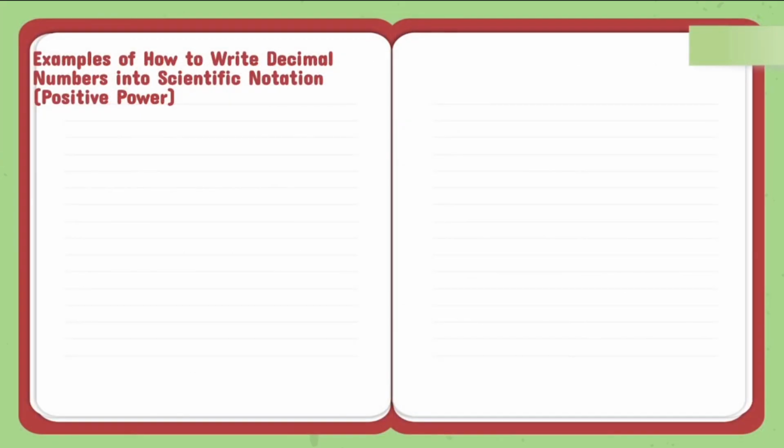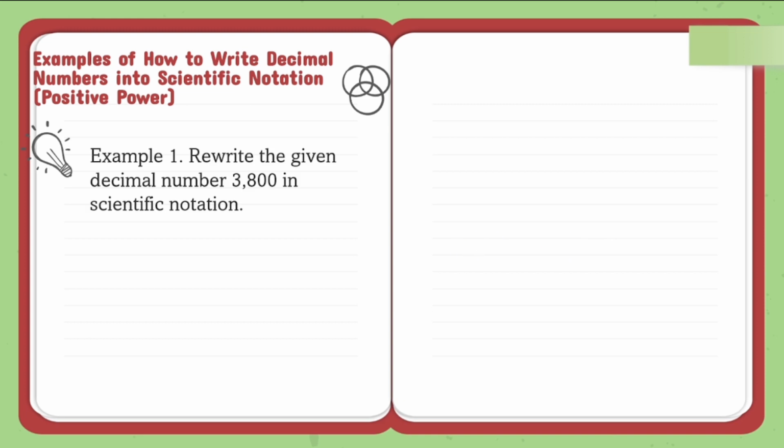So we have here the example of how to write a decimal number in scientific notation. Example 1: we write the given decimal number 3800 in scientific notation.